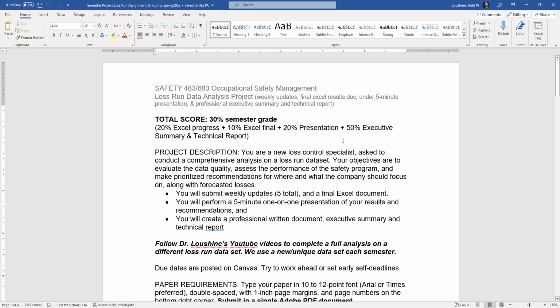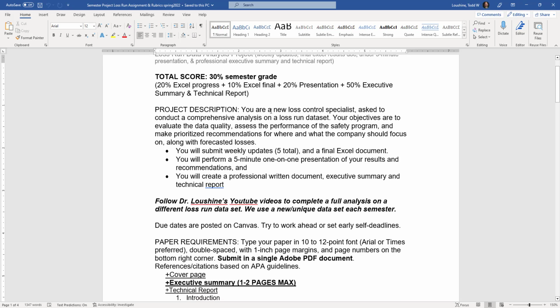Project description: you are a new loss control specialist asked to conduct a comprehensive analysis on a loss run data set. Your objectives are to evaluate the data quality, assess the performance of the safety program, and make prioritized recommendations for where and what the company should focus on, along with forecasted losses. That's exactly what I just did. I did this in the real world, and it landed very well. You'll submit weekly updates. There's 5 total, and then the final Excel. It's over the next 5-6 weeks.